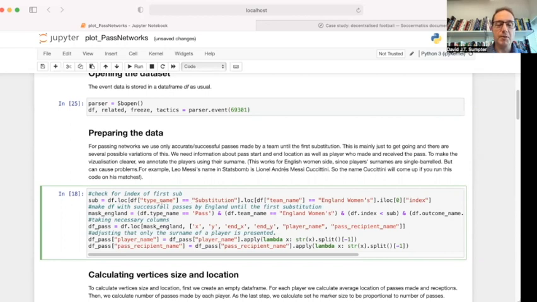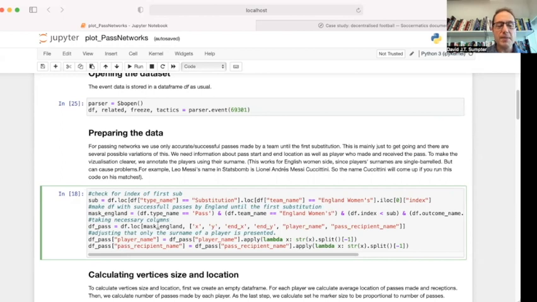Here it finds the time of the first substitution, and then it looks for all of the passes before that first substitution. Again, we're using this idea of a mask, that we just want to mask out all the passes where their time index came after. We want to mask in all of the ones that came before the first substitution when there was a pass.